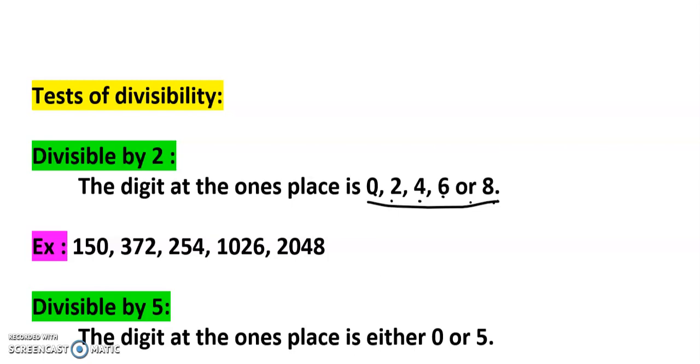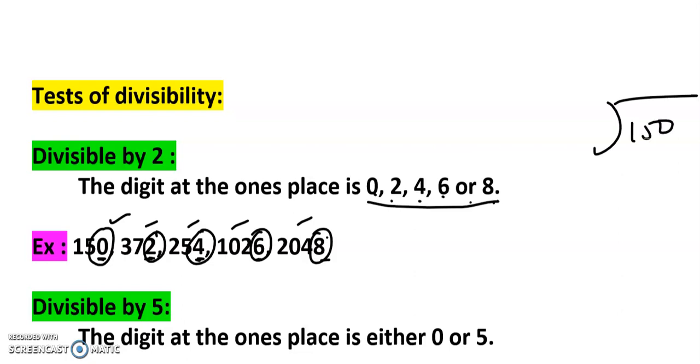Here they have given 150, 352, 372, 254, then 1020, then 2048. Look at the ones place: 0, 2, 4, 6, 8. So if the ones place is 0, 2, 4, 6, 8, then we can say those numbers are divisible by 2. So no need to divide 150 by 2.